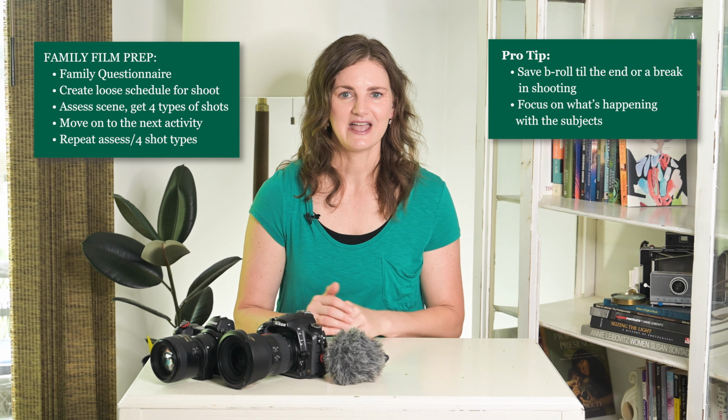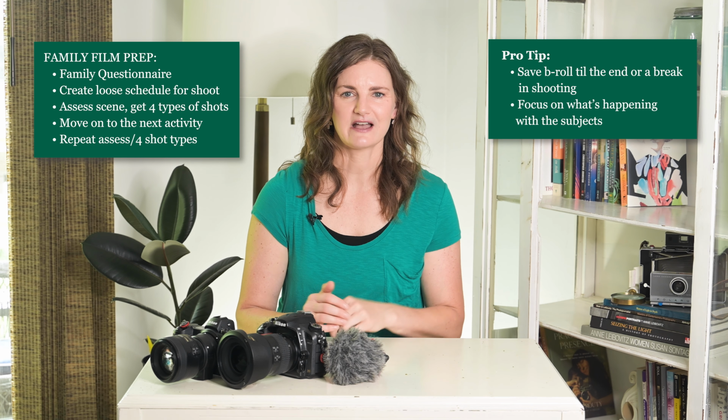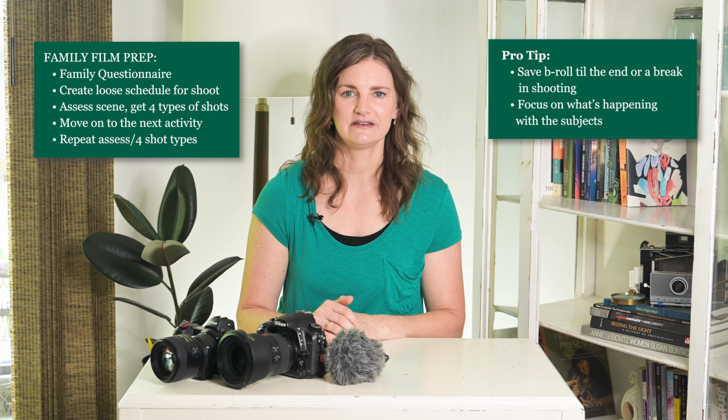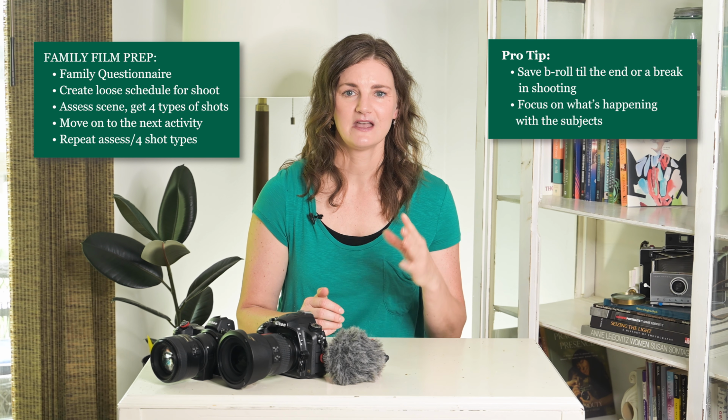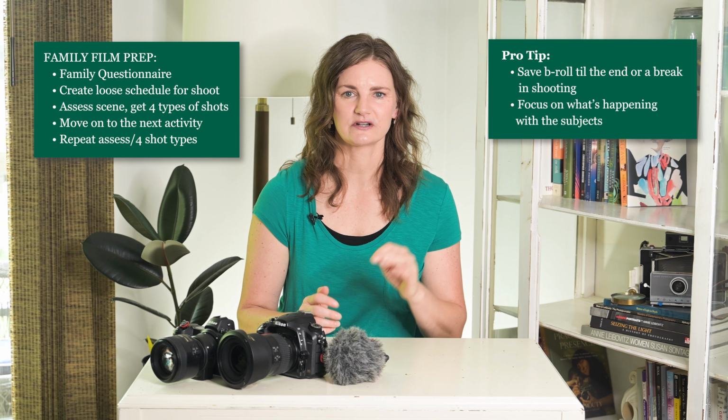Next, when I arrive at the home and we begin filming each activity, I can assess the scene I'm filming, capture enough of each of the 4 types of shots. So we've got wide, medium, close-up, and B-roll. And when I feel like we've got enough of that scene, I'll suggest that we move on to the next activity. We change the setting. I do the same thing again, making sure I get all 4 types of shots. Pro tip, if things are moving too fast, I'll eliminate B-roll and come back and get that later. The main activities are the most important.